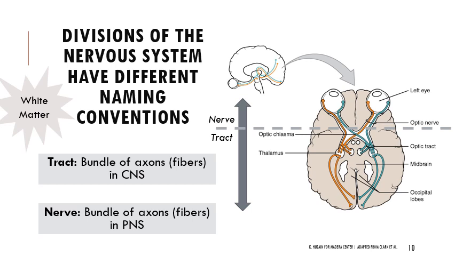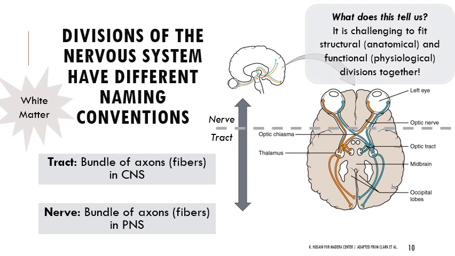So it's the same exact structure. We just call it the optic nerve when it's in the PNS and the optic tract when it's in the CNS. So again, it's very challenging to fit structural and functional divisions together. We get a very messy flowchart and plot as a result. So there's going to be a lot of different ways that we think about the nervous system and distinctions within it.